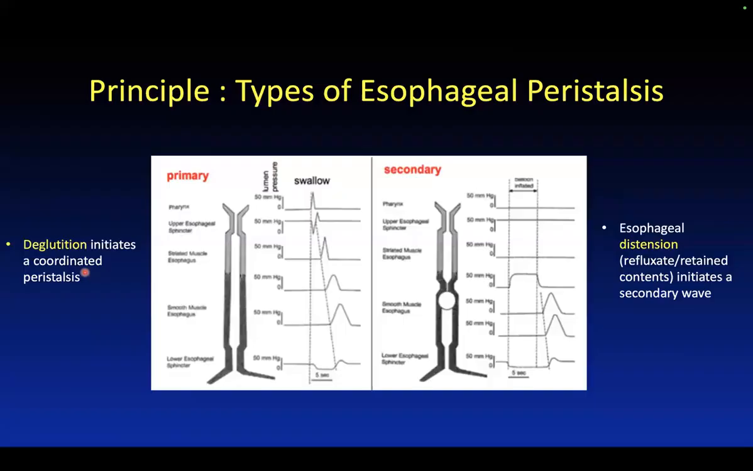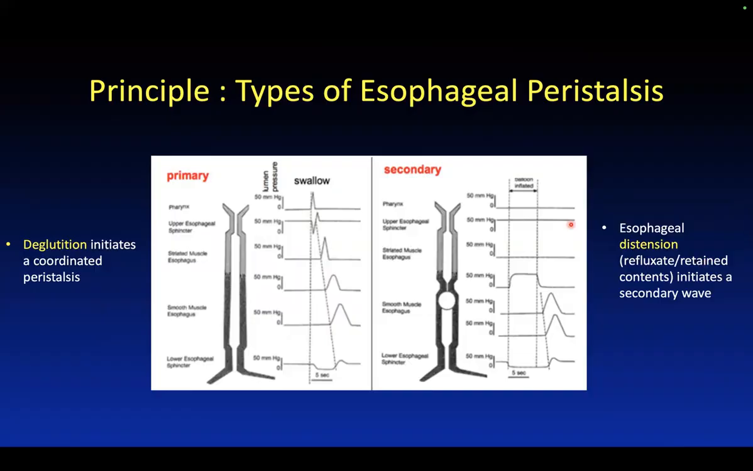So how FLIP works, for that, first we need to understand the principles of esophageal peristalsis. There are three types of peristalsis seen in the esophagus. We are interested in two of them. The primary peristalsis is when a person swallows certain food. The deglutition initiates a coordinated wave of peristalsis which goes from the upper esophagus to the lower esophagus. So this is the peristalsis which is initiated by swallow, right?